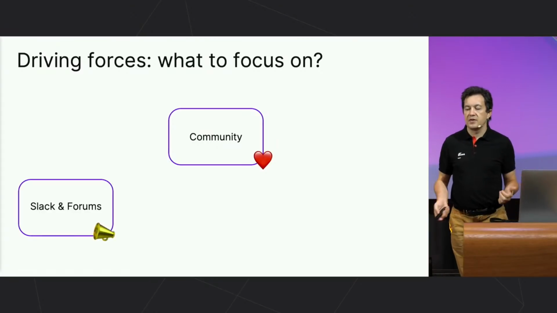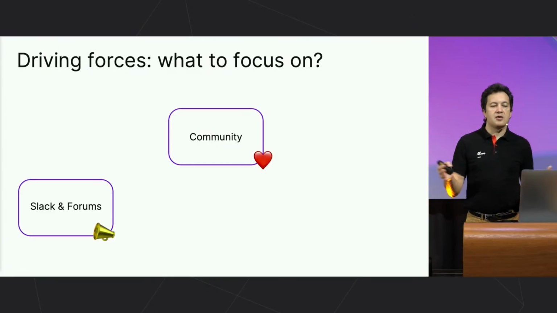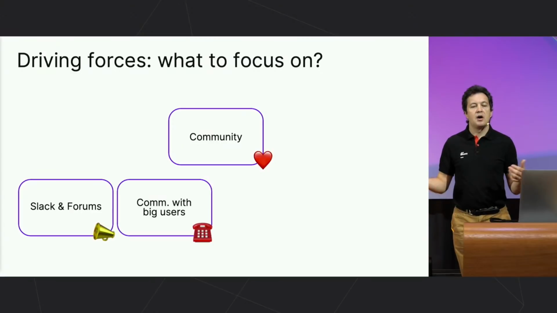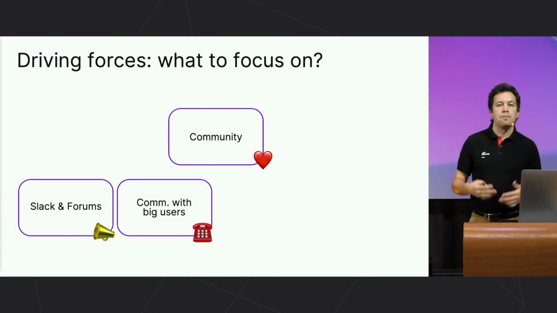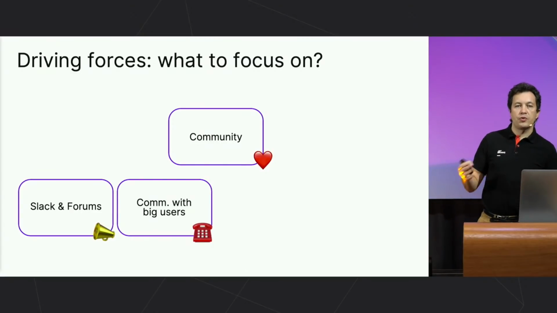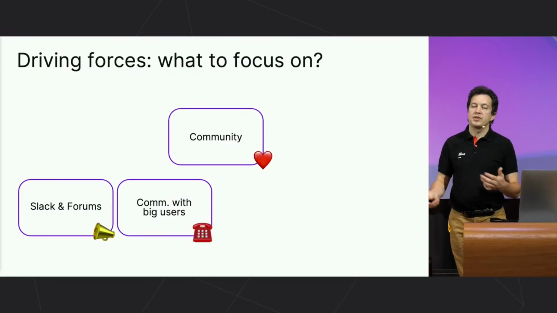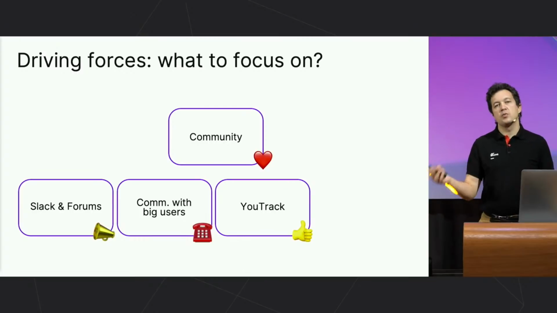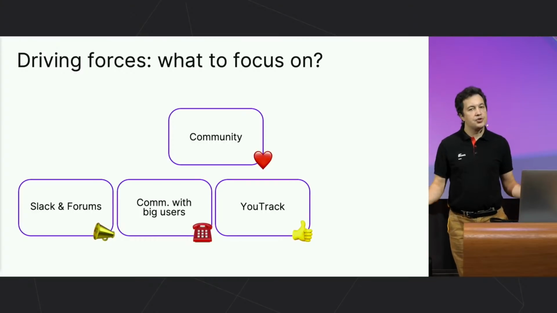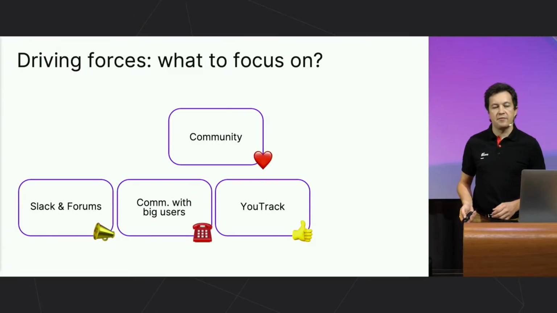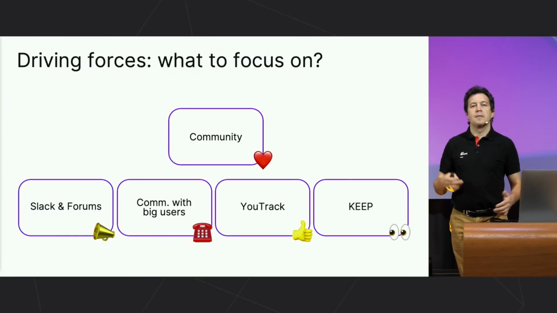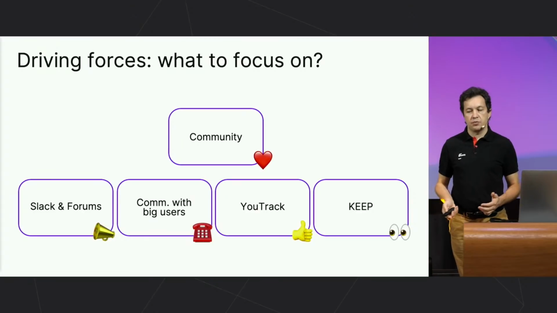So we look at our Slack and forum chats to see what people are interested in. We communicate with our big users directly to see what problems they experience, what needs they have. We look at YouTrack, see what issues you vote for, what issues you create, what problems you have. And we also have the KEEP repository for language enhancement and design proposals.